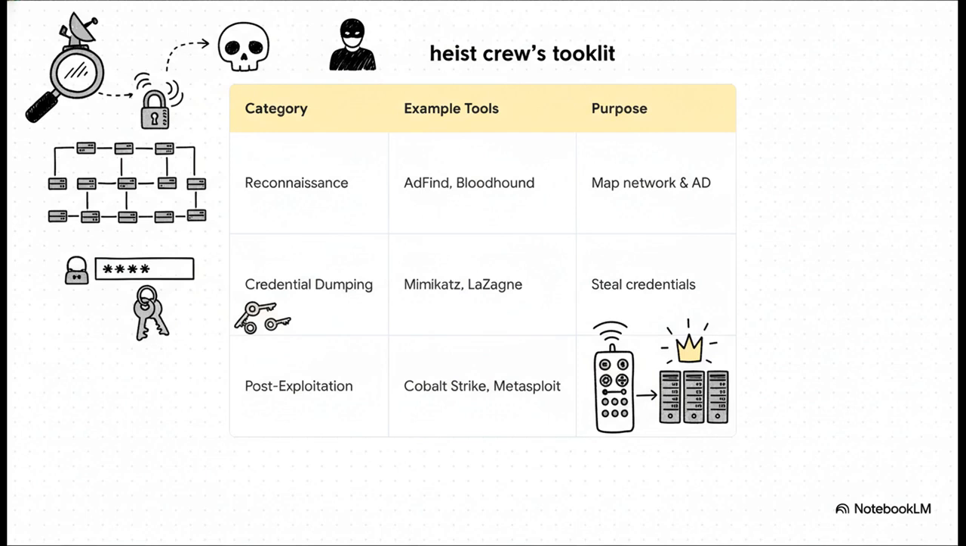As you can see in this table, they've got reconnaissance tools to map out the network and Active Directory, that's the system managing all the users. Then they use credential dumpers to literally suck up all the passwords they can find. And finally, they use powerful frameworks like Cobalt Strike to take complete and total control.